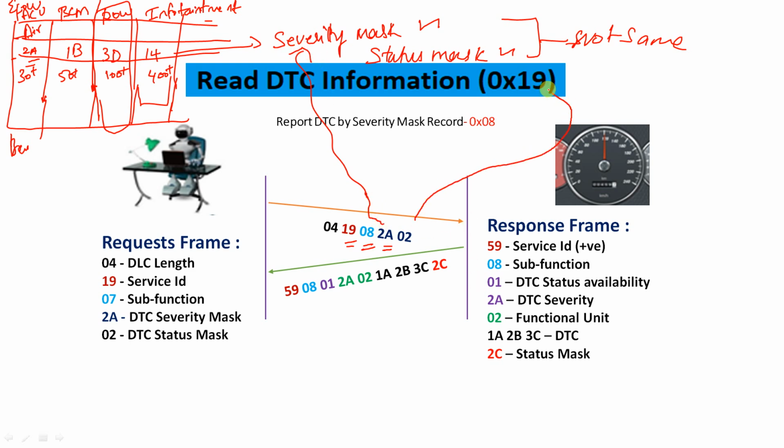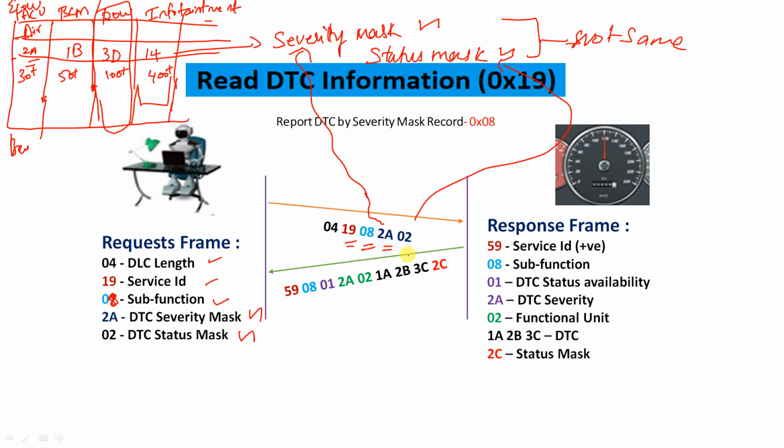02 is a status mask. All right, see, that's what I mentioned here. 2A is a DTC severity mask. 02 is a DTC status mask. Subfunction is 08. I'm sorry, there is some editing mistake here. And 19 is a service ID. DLC length is 4, that is 4 bytes.